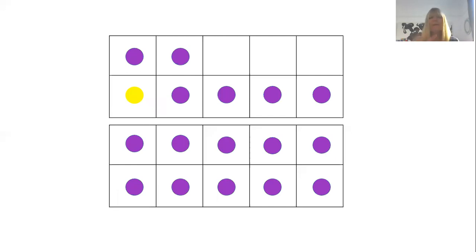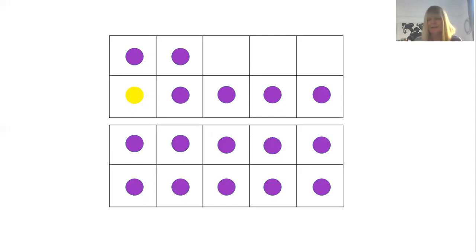Okay, so I've remembered that bottom row of the first 10 frame, the bottom 10 frame is 1 to 5, then 6, 7, 8, 9, 10. It's the top row of that first 10 frame. Now we're going up to the second 10 frame, and our yellow dot is the first one. What number do you think that might be?